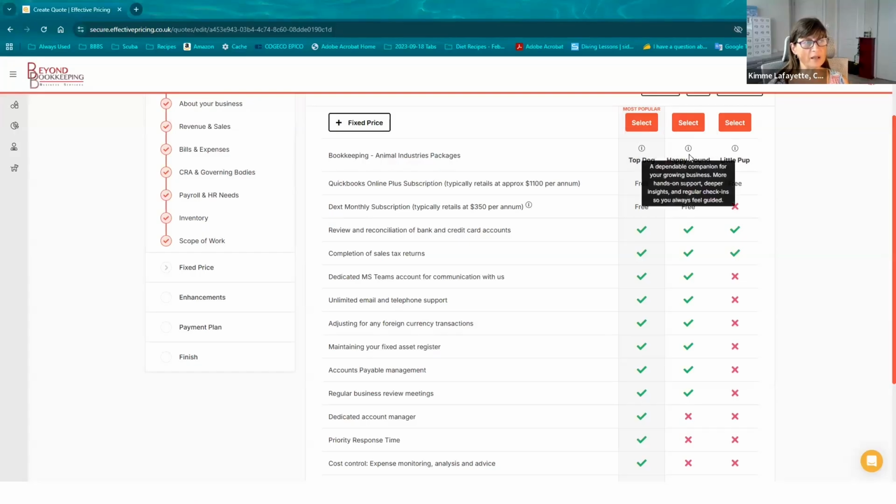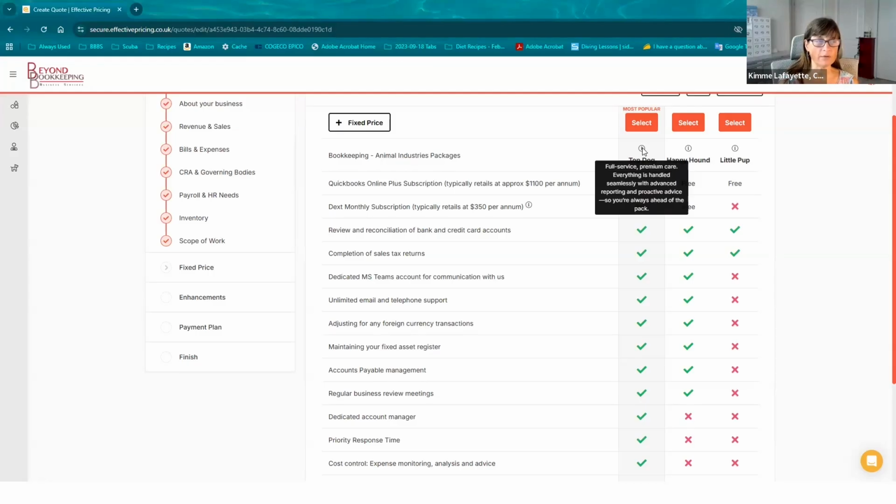Our Happy Hound package is in the middle. It's your faithful companion or your best friend, your little loyal friend that keeps your lap warm all the time. This is great for a growing business. You get more hands-on support. You get some of those deeper insights that I've been mentioning throughout our call. And then you get more regular check-ins. So you always feel that you're guided. Not necessarily that you're on a leash, but that we're there to guide you, like an off-leash guidance, if you will. Our Top Dog package is full service, everything.